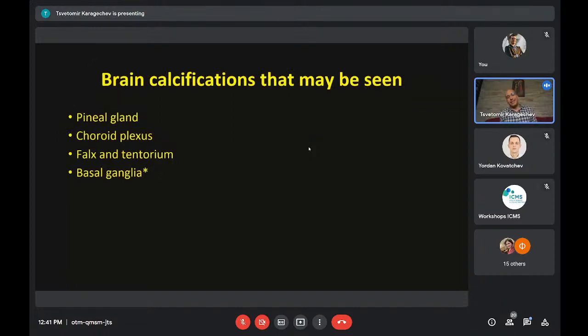I said in the beginning that we see a lot of calcifications, and a lot of these are benign findings in the head. Really typical occasions are the calcifications in the pineal gland, in the choroid plexus, along the falx and the tentorium cerebri, and in the basal ganglia. I will show you some examples.